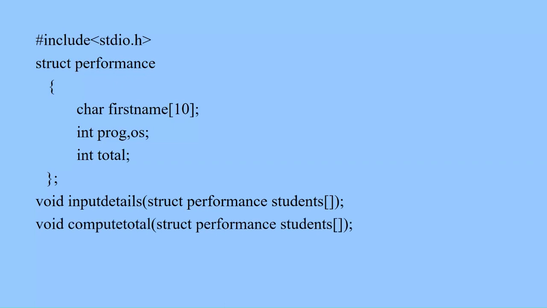The next is a function declaration by the name compute total, which is also receiving one parameter, which is an array of structs of type performance. We also have the prototype or function declaration for a void function by the name output results. And it is also receiving one parameter, which is the array of records, or the array of structs.